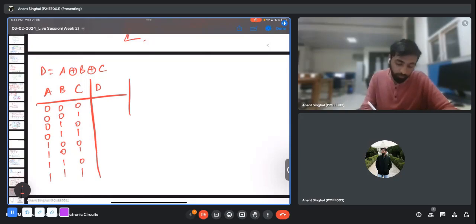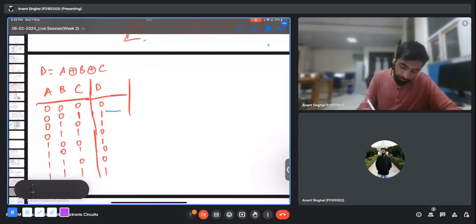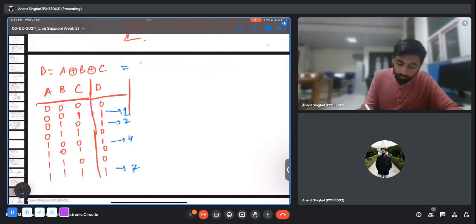So for the XOR operation, we already know that when we have an odd number of 1s, the output is 1. So I can write this as 0, then 1, 1, then a 0, then a 1, 0, 0, 1. So I can clearly see that in the minterms format, I have a 1, a 2, a 4, and a 7. So I can write this in the form of minterms as 1, 2, 4, 7.